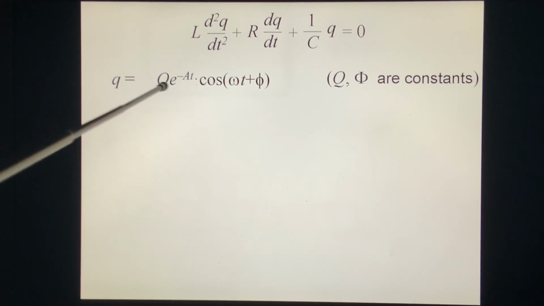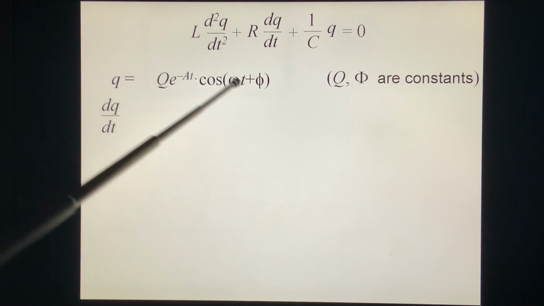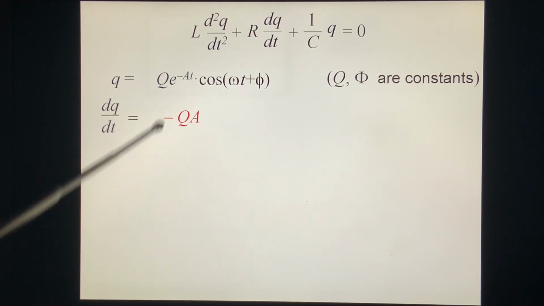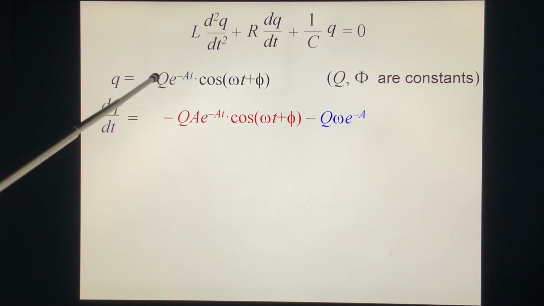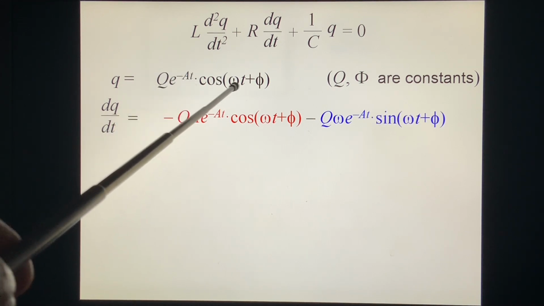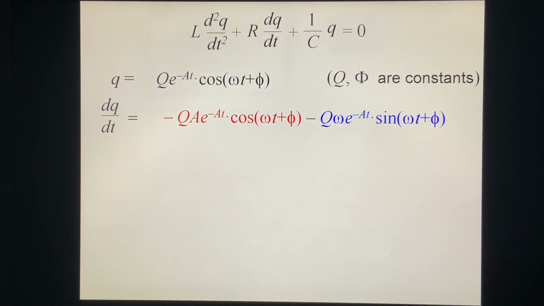Now we do the derivative, dQ/dt. You have two terms. The first term you have minus A Q e^(-At) cosine. The second term is Q e^(-At) times the derivative of the cosine, which is minus sine, times omega. And then this is dQ/dt.